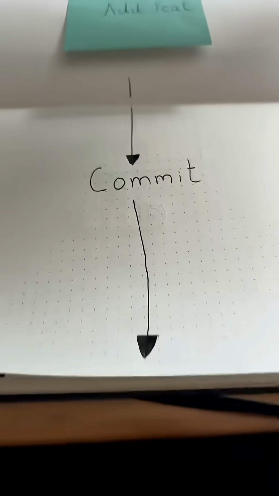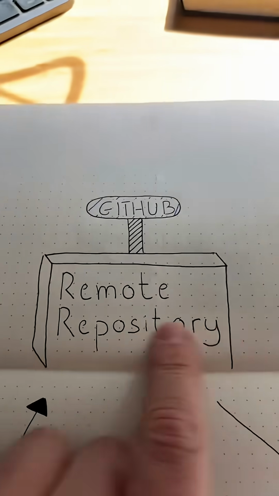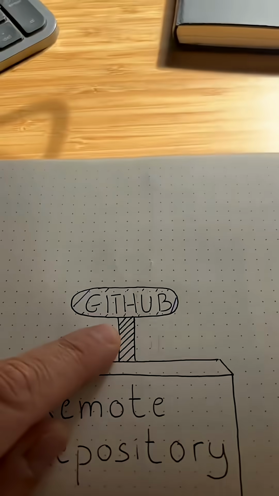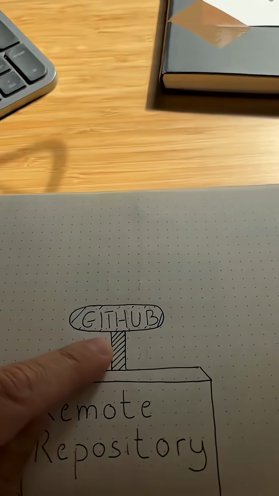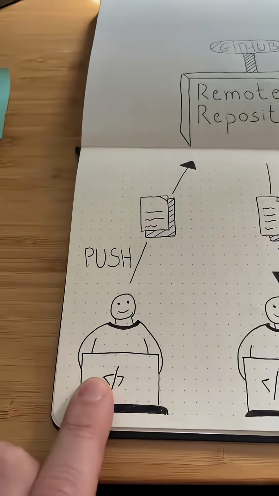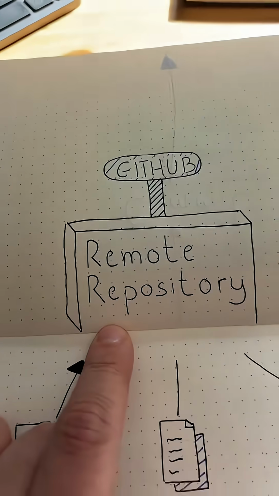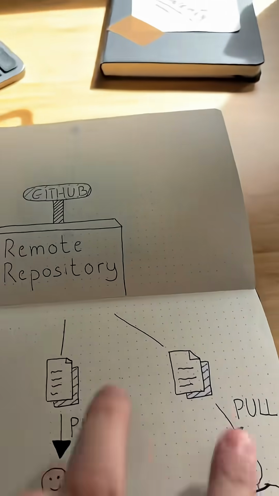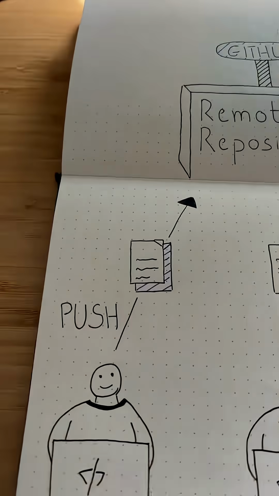When they do commit these changes, where do they go? Well, they go to a remote repository, and that's where GitHub comes into play. It's not Git. Git and GitHub are two different things. So engineer A pushes the code to the remote repository. Engineers B and C can now pull the latest version. But wait a minute, you just said commit, not push.